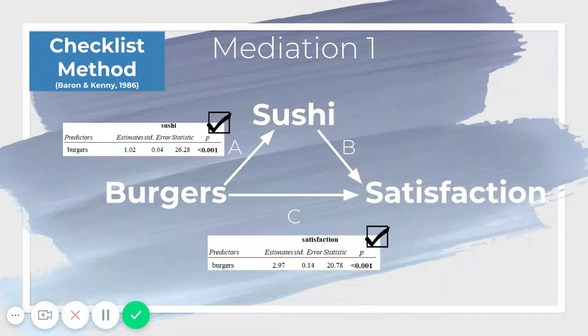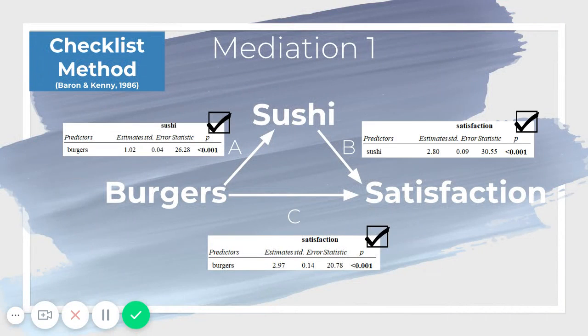So can burgers effectively predict sushi? We see that that is also significant. The b-value is 1.02. So for every one burger, you can increase one sushi. Makes sense. And it is also significant at a very high level. So next you look at the B relationship. That is also significant. That is looking at if sushi can predict satisfaction. That is significant at a very significant level, and the b-value is 2.8.